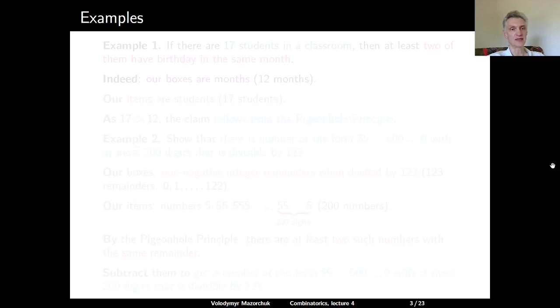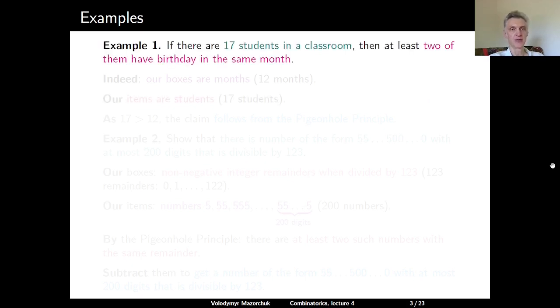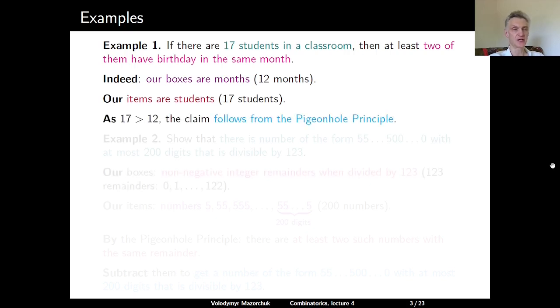Let us look at some examples which illustrate the use of the pigeonhole principle. Example 1. If there are 17 students in a classroom, then at least 2 of them have birthday in the same month. Indeed, our containers, our boxes are months, so we have 12 months, and our items are students, we have 17 students. As 17 is strictly greater than 12, the claim follows directly from the pigeonhole principle.